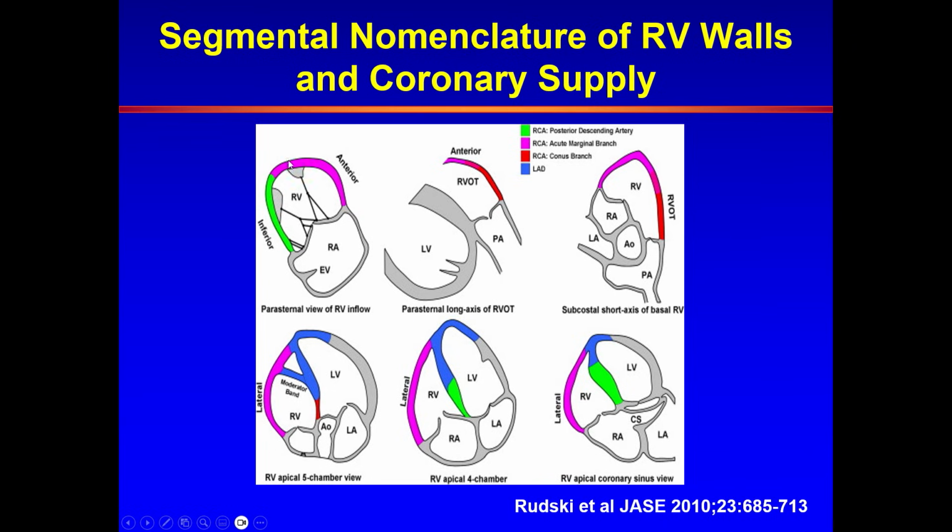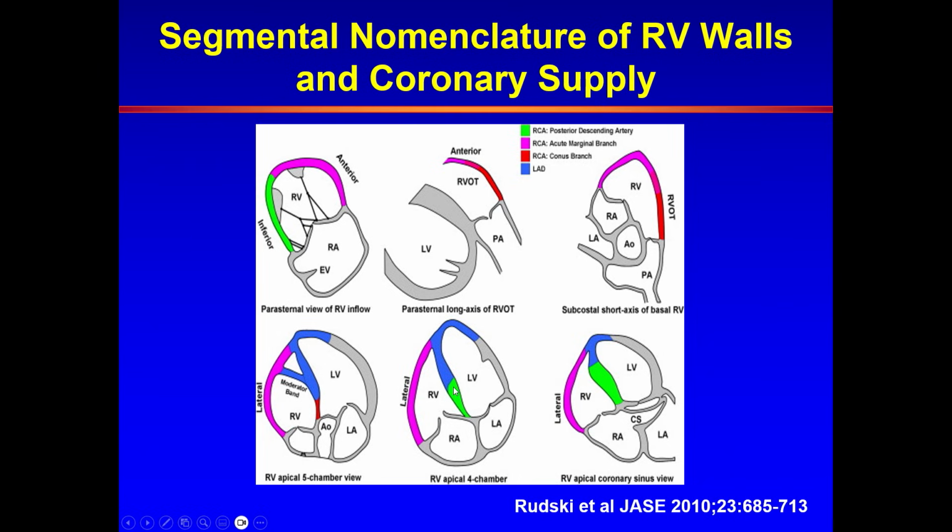The main one that supplies the RV anterior free wall, and the lateral wall as well, is the acute marginal branch of the right coronary artery. The conus branch is a very small branch that comes off proximally from the right coronary artery and supplies the RV outflow tract. If you're doing angiography, you want to be careful not to get into that artery. If you do and you inject, you can trigger serious ventricular arrhythmias.